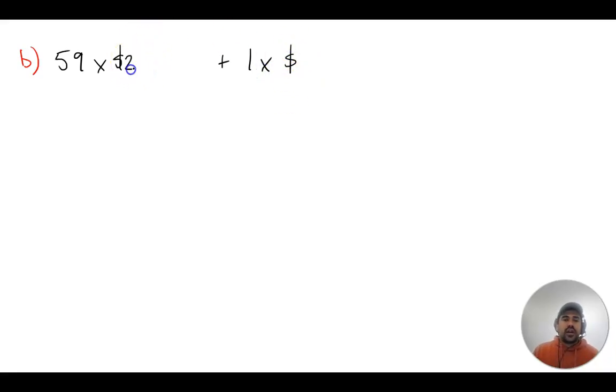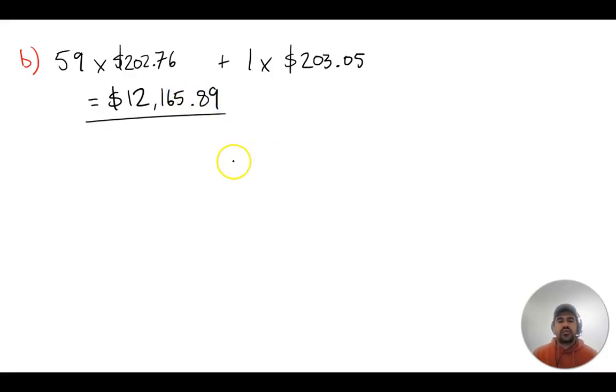So we're making 59 payments of $202.76. This is what we worked out in the first part. And then we're also paying one last payment of $203.05 because we had to compensate for the error. This will give us a total of $12,165.89. This is the proper amount that Sifo has to pay. Obviously the $10,000 and the additional $2,000 of interest.